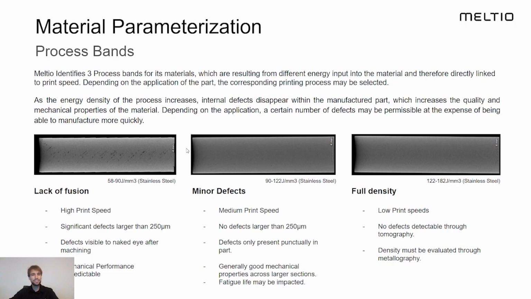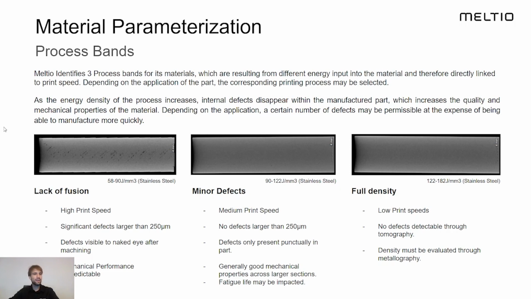Now, in the minor defect range, we have defects that are detectable through CT scanning. They're no larger than 250 microns. And the most important thing is that they're only in very specific areas of the part. So we're not seeing repeating patterns of defects, which would be indicative of lack of fusion or something that is wrong with track spacing or other printing parameters. But these are just minor voids which can come up in certain areas of the parts. And this is still a very acceptable parameter set. It's considerably faster than fully dense parts, and you still get very good mechanical properties, but the fatigue life of these parts is going to be impacted.